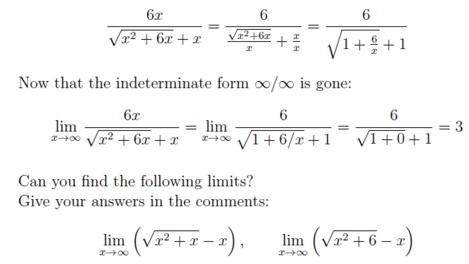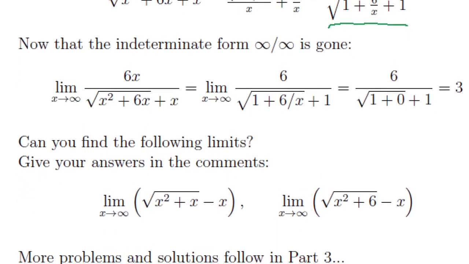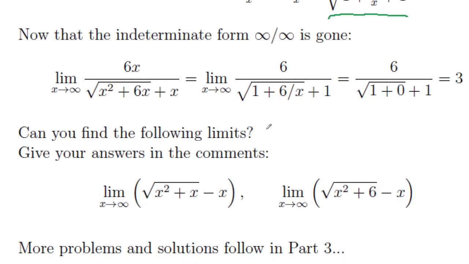Now we don't have an infinity over infinity anymore, but we have a simpler expression. And we see if we can work this out directly. Take the limit directly as x goes to infinity. 6 in the numerator is unchanged, but 6 over x in the denominator goes to 0. And we are left with 6 over the square root of 1 plus 0 plus 1. And that, of course, adds up to 2. And 6 over 2 is 3. So that's the answer to this problem.